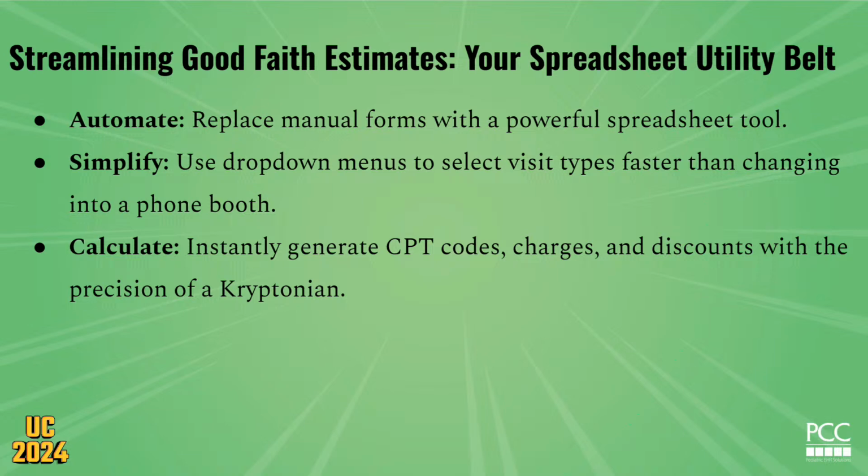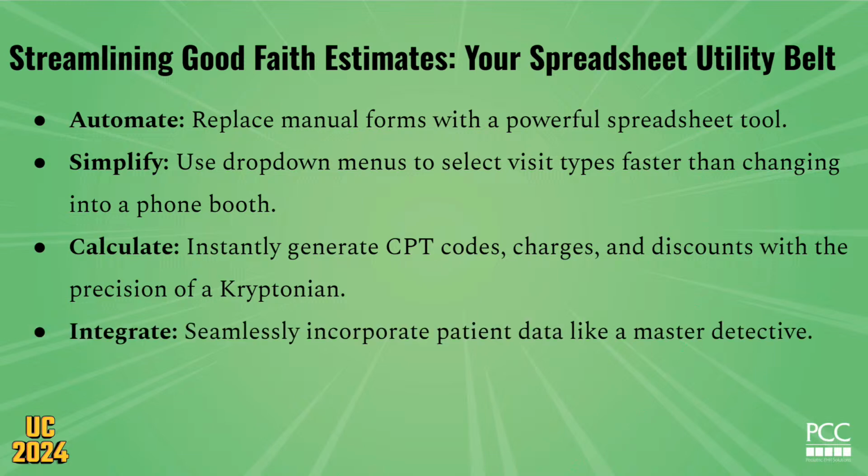As well as setting that up, by preparing these drop downs, it will also then pull in the dollar amounts for those charges. And as you can see, it will calculate that and also prevent any mistyping, fat fingering, whatever you want to call it, when they need to calculate all the different types of charge codes. So again, it reduces human error. So then this seamlessly incorporates patient data like a master detective.